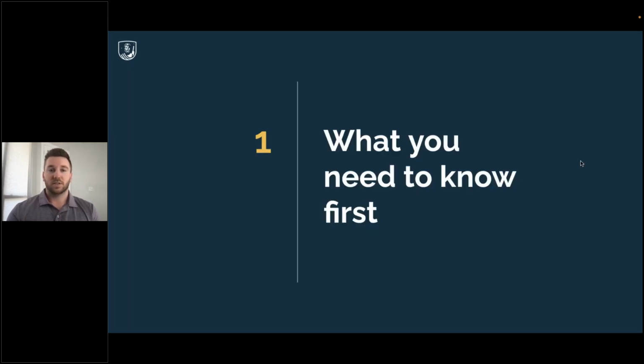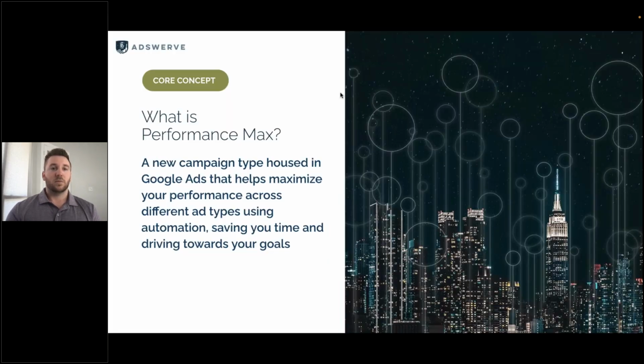So what you need to know first. Before we really talk about anything, we need to talk about the core concept of what is Performance Max. Your textbook definition is that it really just is a campaign type that's housed in Google Ads. It helps maximize your performance across different ad types using automation. The goal there is just to help you save time and drive towards your goals.